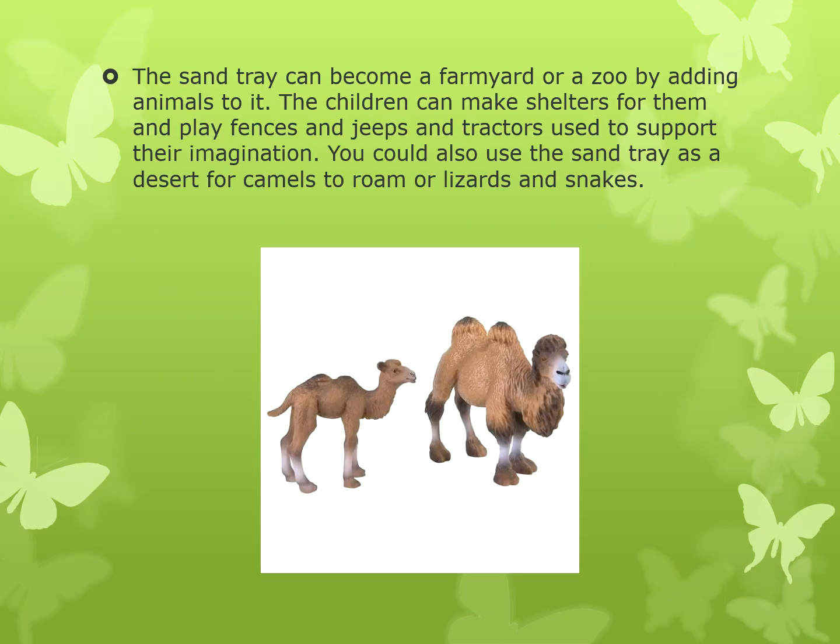A sand tray can become a farmyard or a zoo by adding animals to it. The children can make shelters for them, and play fences and jeeps and tractors can be used to support their imagination. You could also use the sand tray as a desert for animals to roam, or lizards and snakes.